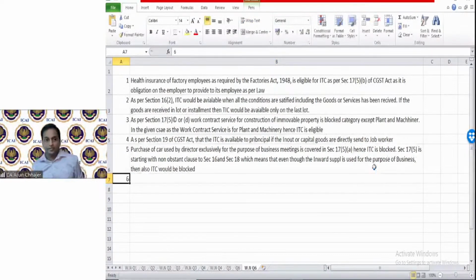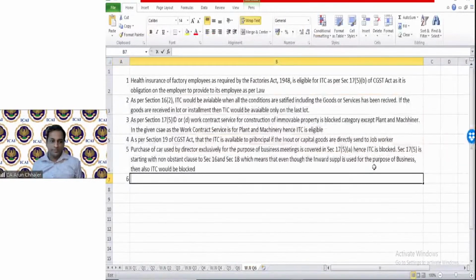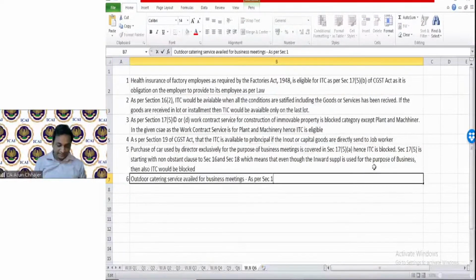Okay, this point is complete. Next point, outdoor catering service allowed for business meeting. Same reason as per section 17 subsection 5 clause B. Subclause 1, if you would like to write, that is your choice. ITC on outdoor catering is not available, not eligible.